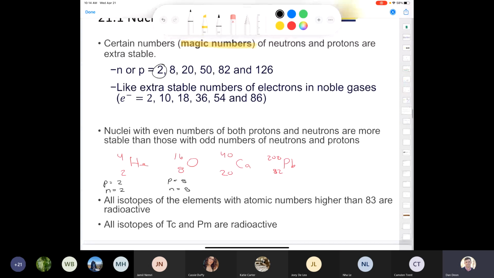Anyhow, all isotopes of elements with atomic numbers higher than 83 are radioactive. I went over that on the last slide. And all isotopes of technetium and promethium are radioactive. There are no exceptions to those. Every isotope of those elements is radioactive. All right.